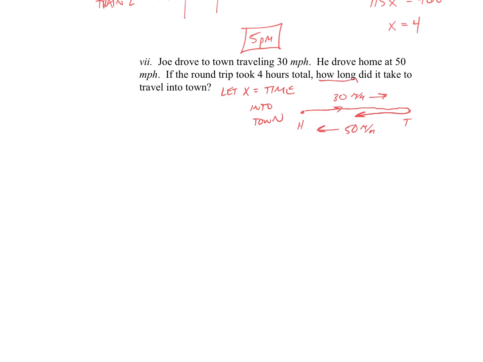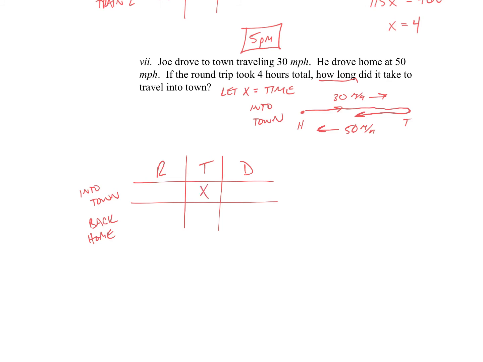So let's set up a table based on everything we know. Well, we know that x is the time it took him to get into town. That's what we're setting our problem up as. And he traveled at 30 miles per hour to get into town. Took him an unknown amount of time to get back, but the trip took 4 total hours.